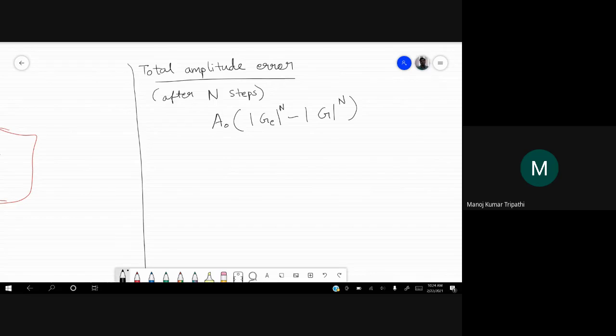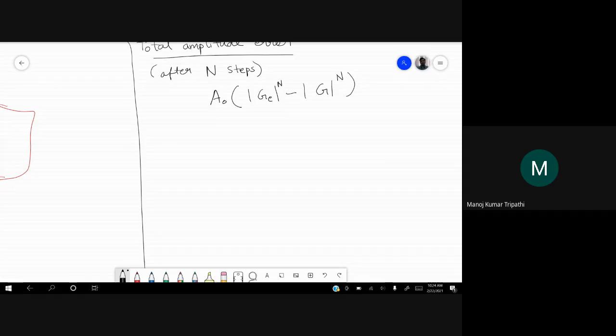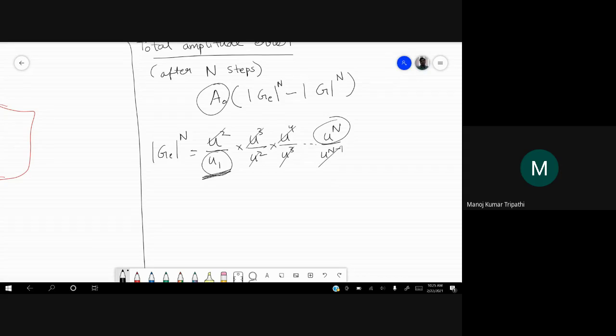Why is it power n? Because let's say u at second time step divided by u at first time step, that is G_E. Okay, and if you multiply this with u3 by u2, which is same as u2 by u1, and then multiply this by u4 by u3 and so on up to un by un minus 1, all of these will cancel out up to this point, and you will get un by u1, which is same as writing mod G_E to the power n, because you have multiplied n times. So here we found un by u1 and multiplied that by A0, which is basically u1. It is the initial wave amplitude. So finally you get un.